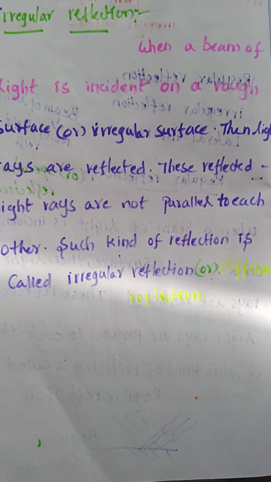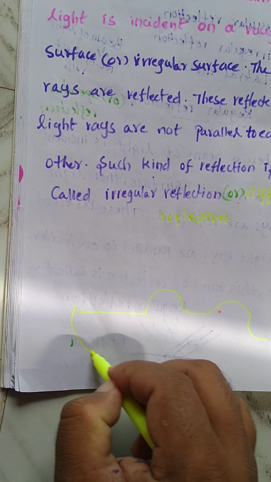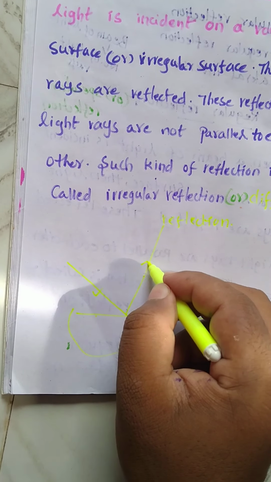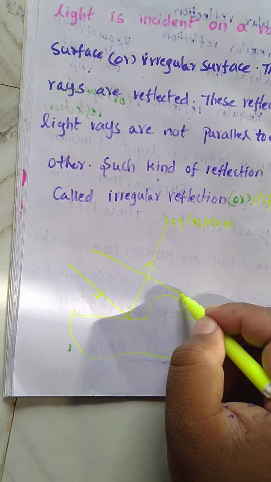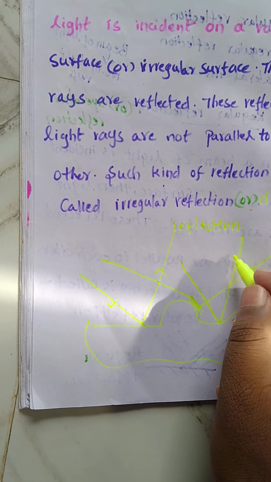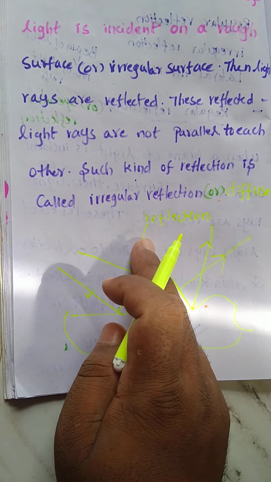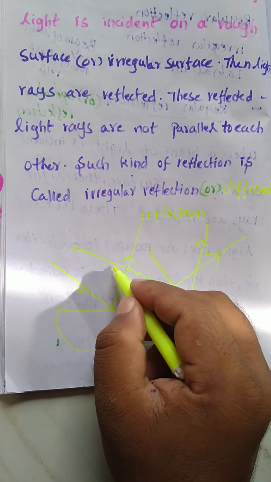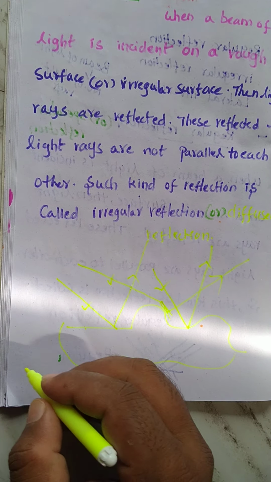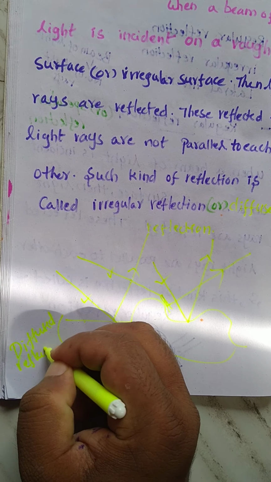So this is about regular and irregular reflection. For example, I am taking this surface. Whenever light is incident, one ray goes like this, this is a reflected light. Another light is incident like this and goes like this. These are the reflected lights, and they are not parallel to each other. So such a kind of reflection is called diffused reflection or irregular reflection.